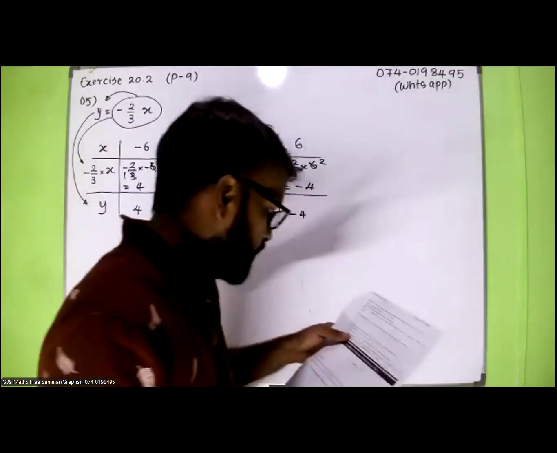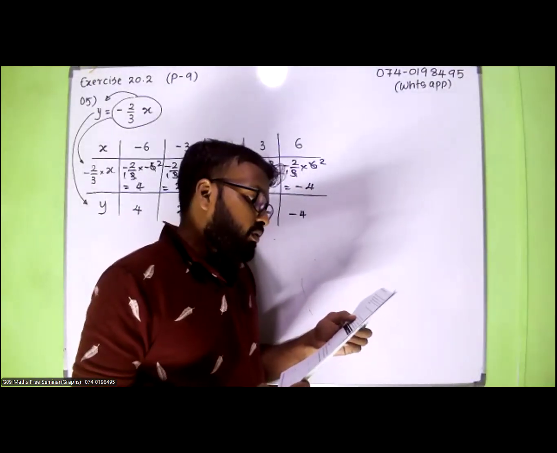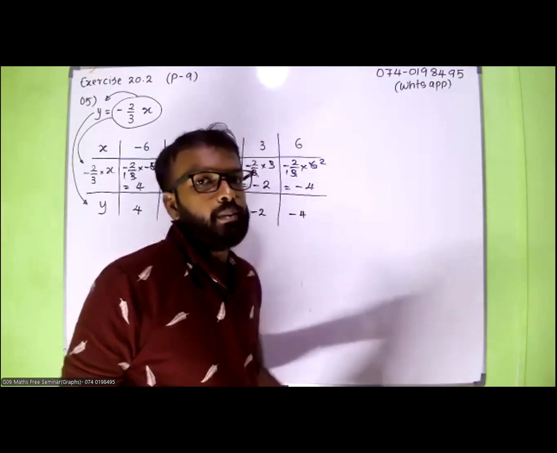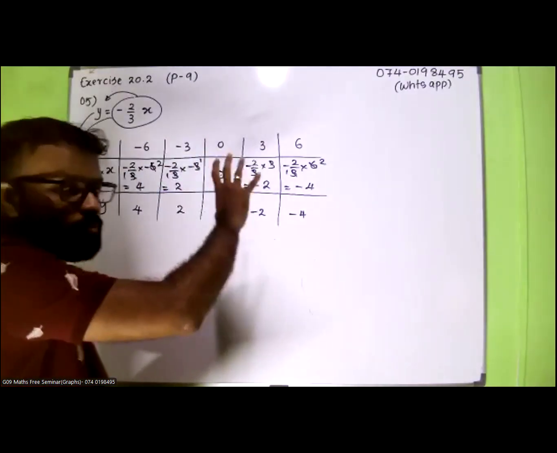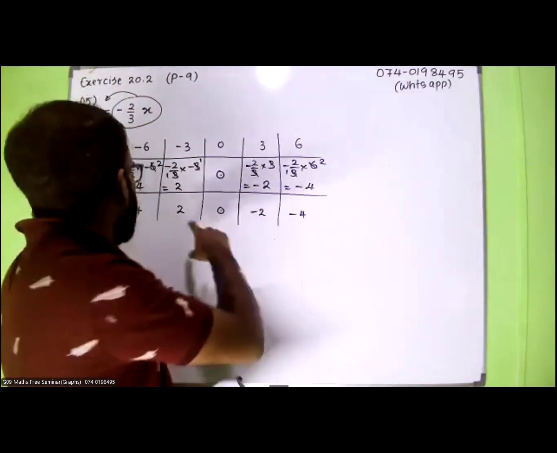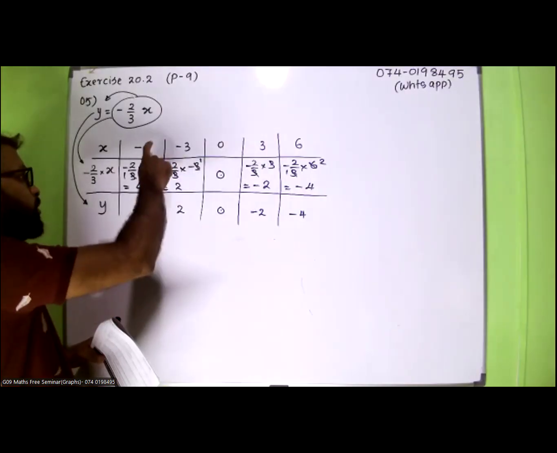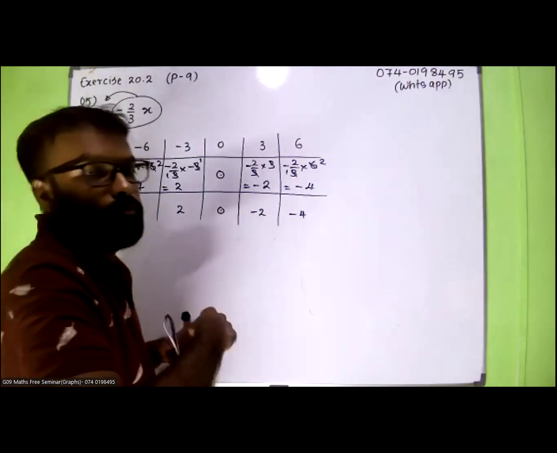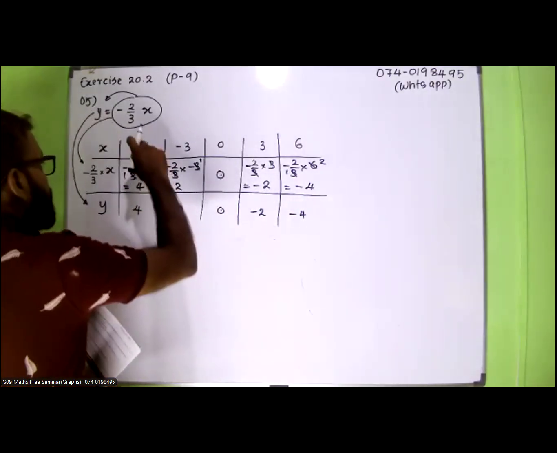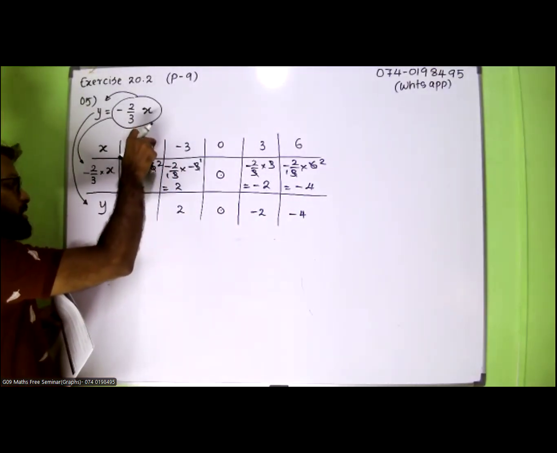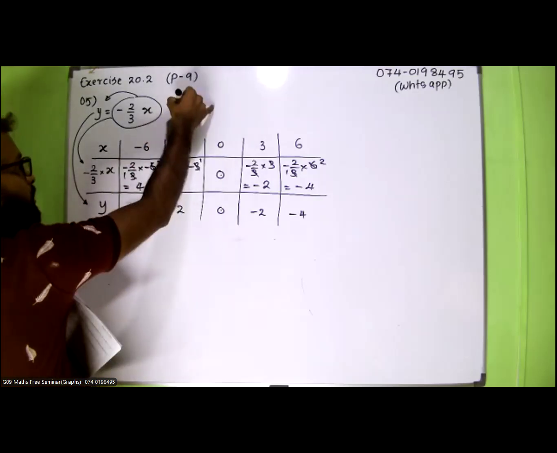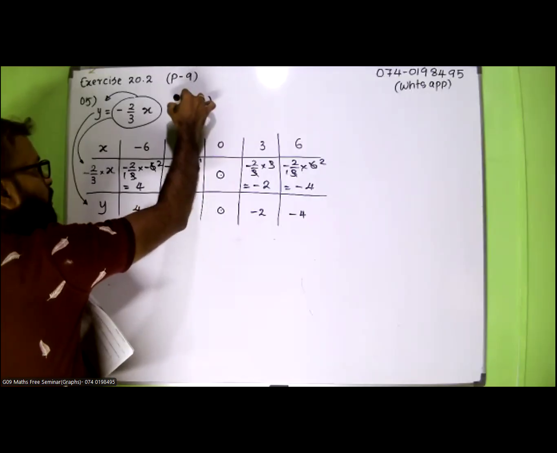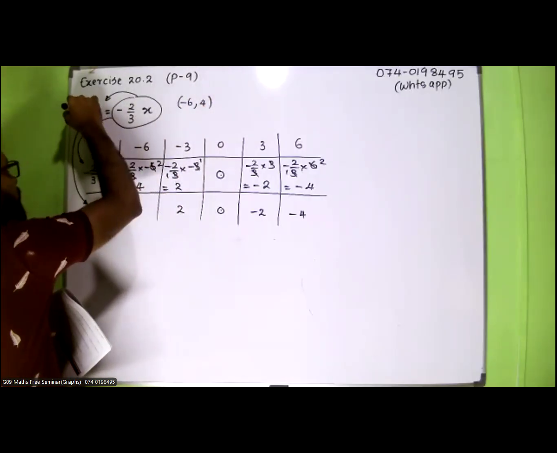Okay. Now we have to draw the graph of the above given function using the values in the completed table. So I am going to clear the board. Before that, I am going to write down my ordered pairs so that I can draw the graph. The first one: the x value is minus 6, the y value is 4. So the first ordered pair is minus 6 and 4. So this is part 1.